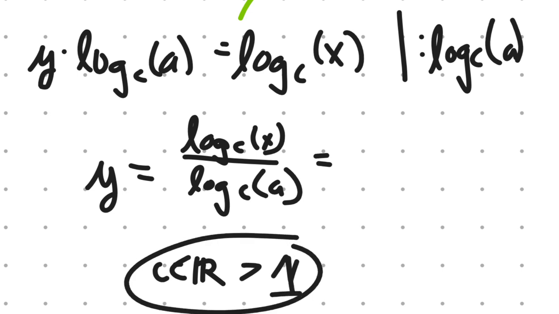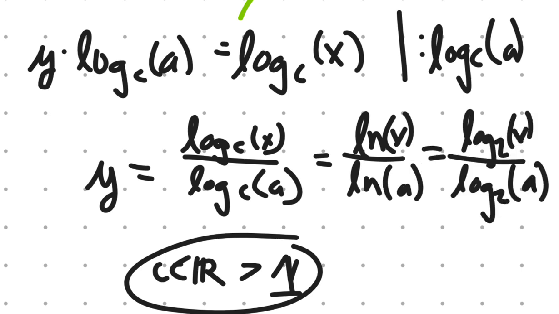This is the important rule: c must not be equal to 0 or equal to 1, and it should be greater than 0. Obviously we can choose any c, so we can take the natural logarithm, natural log of x divided by natural log of a, or any number, for example 2 for the binary logarithm, log base 2 of x divided by log base 2 of a.